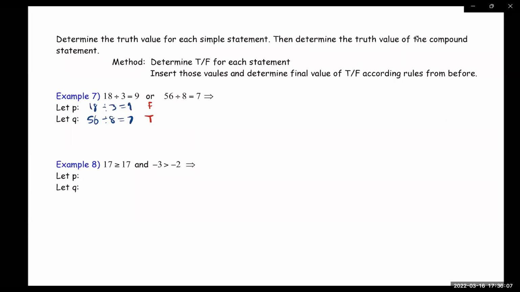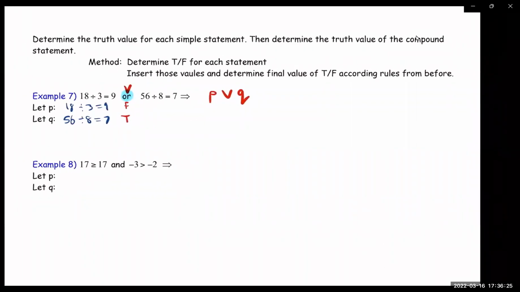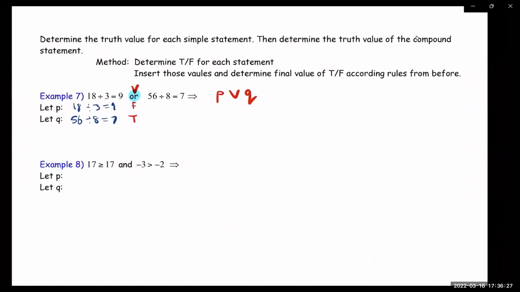All right, so the statement that they want us to look at is the OR statement. So we'll write OR. So this is going to be P or Q. Determine true or false. Okay, so now we have to find whether this statement is true or false. So we have to construct a truth table. Let's do it this way.